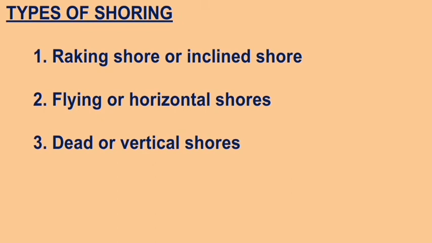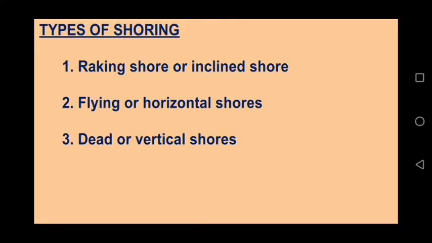Third one, dead or vertical shores. In this shore, the horizontal members known as the needles are supported by vertical members known as dead shores. A dead shore is used under the following circumstances. First one, the lower part of the wall has become defective. Second one, the foundations are to be deepened. Third one, the lower part of the wall is to be rebuilt or reconstructed. Fourth one, the large openings are to be made in the existing wall.